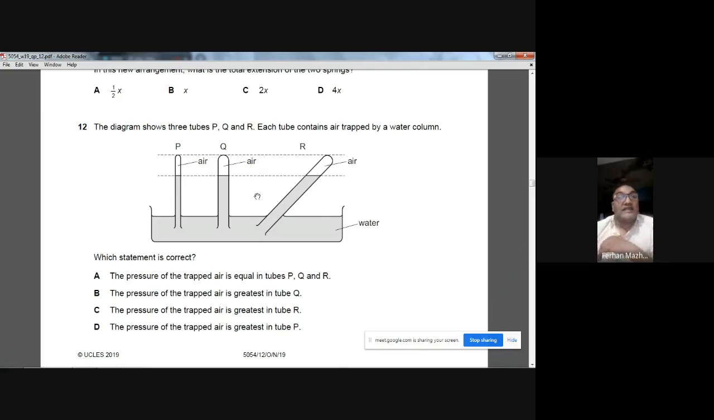Question number 12, A is the option. I hope you have understood. It's a little tricky question.